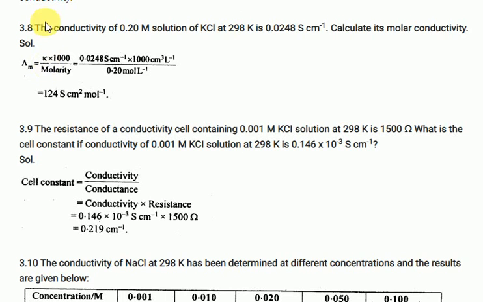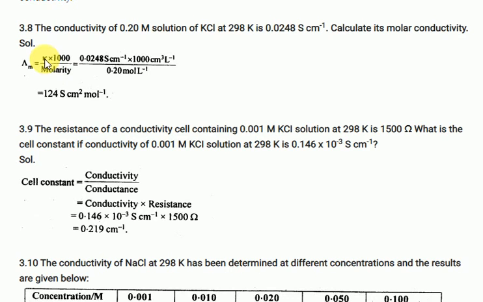Okay, students, let's start our next problem. The conductivity of the 0.20 molar solution of KCl is given. Concentration is given, conductivity is also given. Calculate the molar conductivity. The molar conductivity formula is lambda m is equal to kappa into 1000 by molarity.